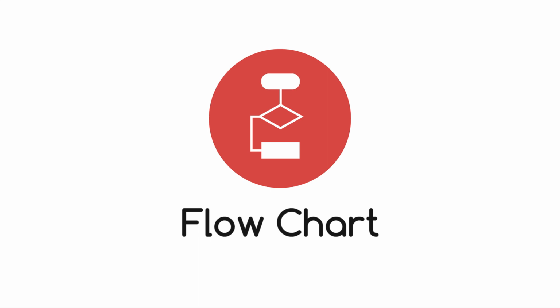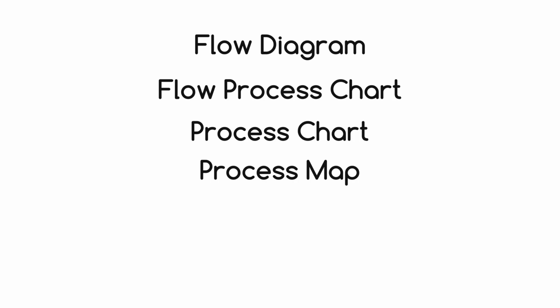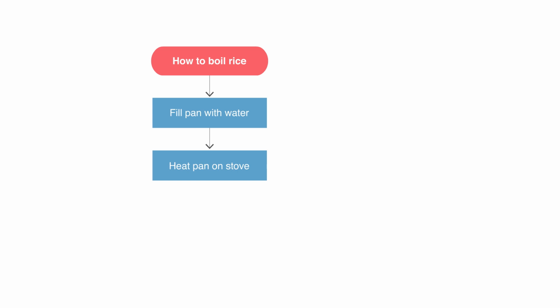Let's look at flowcharts. Also known as a flow diagram, flow process chart, process map, process model, and workflow diagram. This type of diagram is used to show the sequential steps of a process.